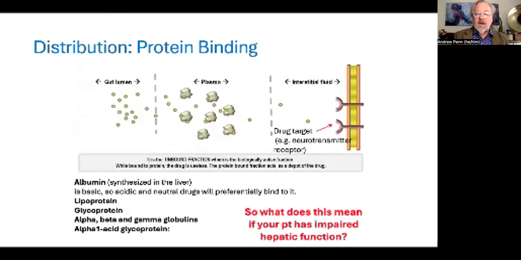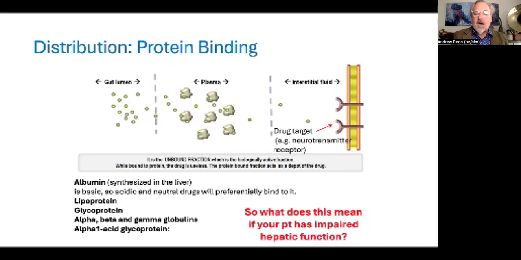Once it is absorbed, it begins to bind to proteins. Albumin is the main one, produced by the liver, and drugs will bind to that. When they are bound to plasma proteins, they can't cross the blood-brain barrier to the receptor where they would have an effect. They are dissociating, or leaving, these plasma proteins all the time, attaching and then detaching.